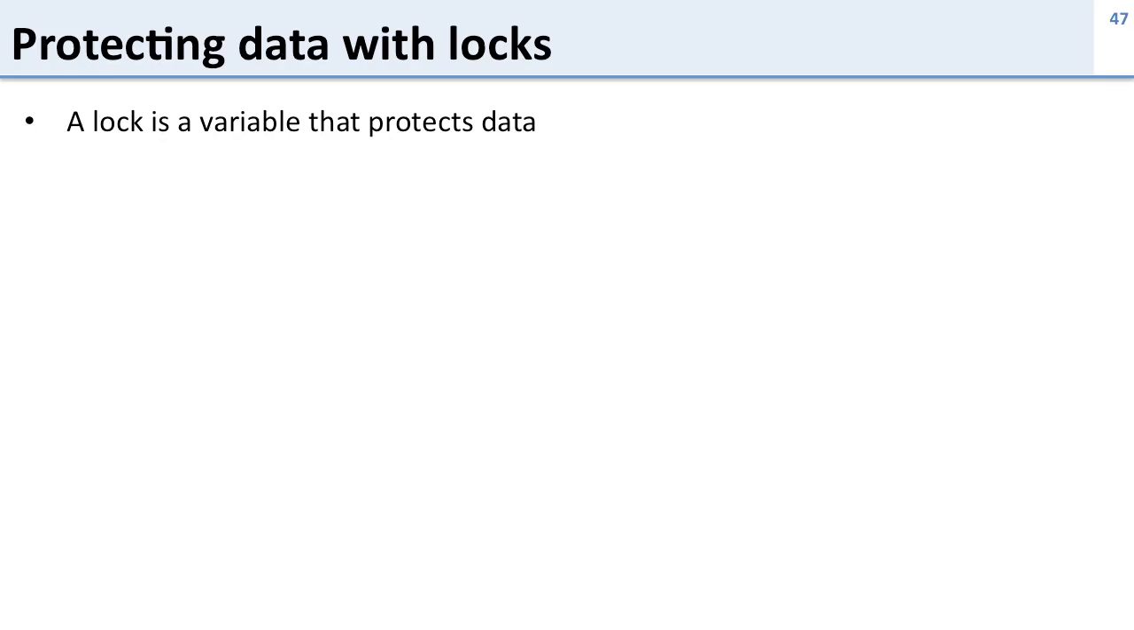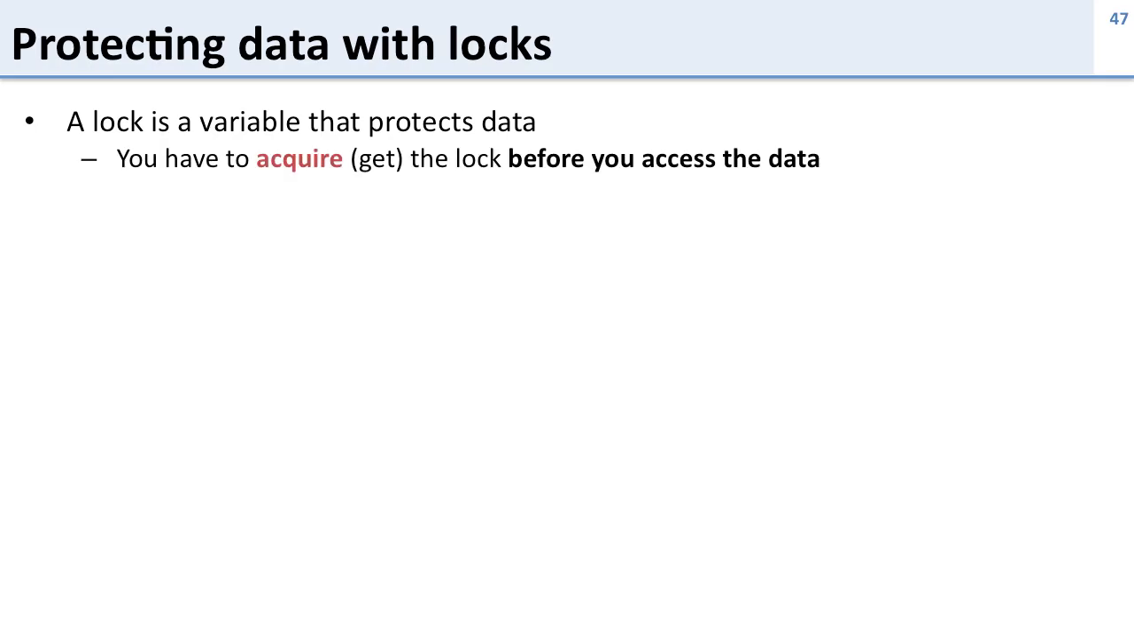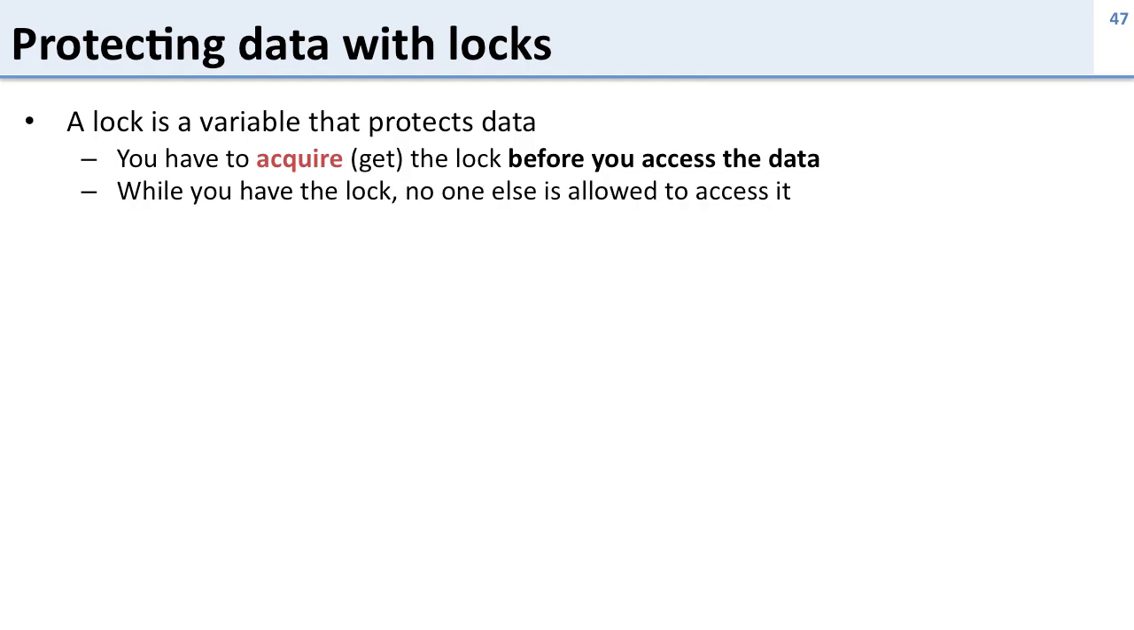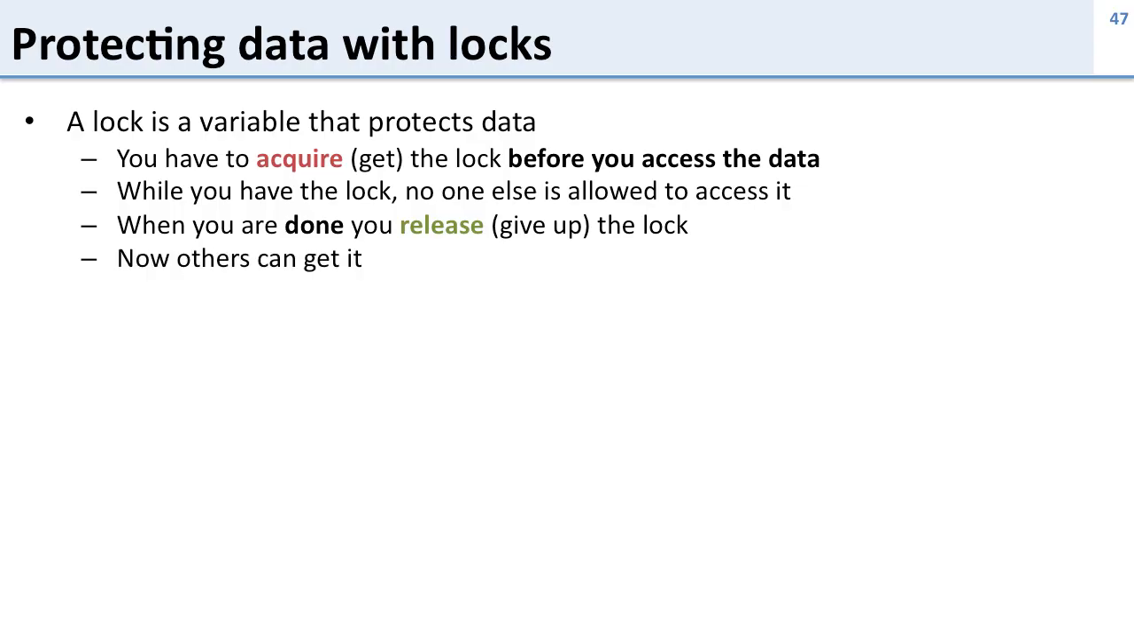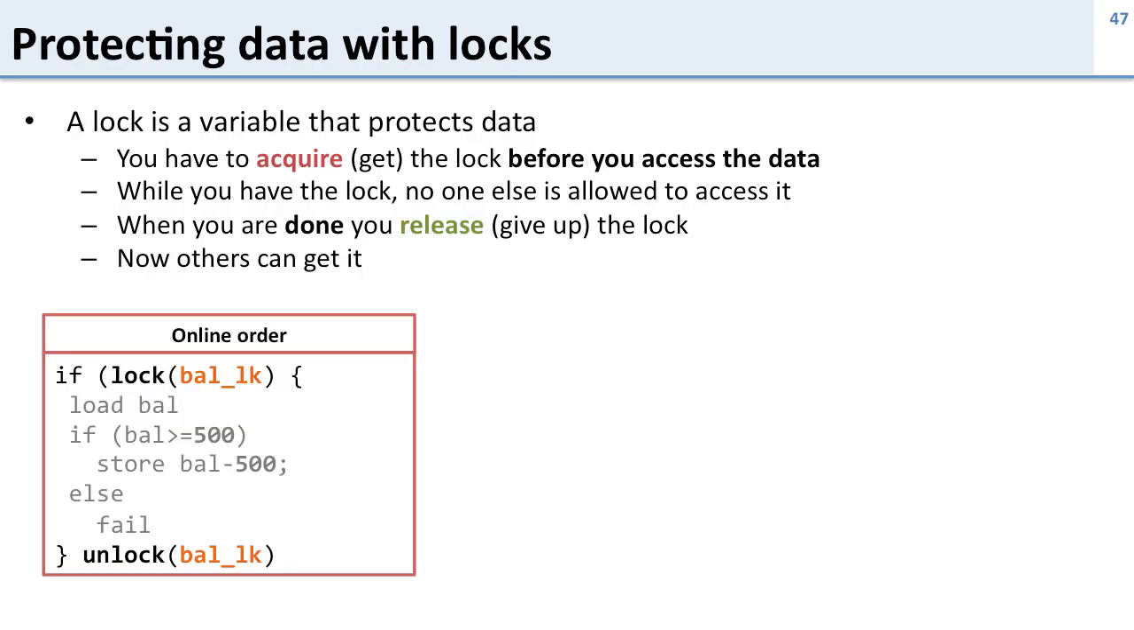So, what is a lock? A lock is just a variable that protects data. You have to acquire the lock or get the lock before you can access the data. And when you have the lock, no one else is allowed to access it. So when you have a lock, it gives you exclusive access to the data. When you're done, you release the lock and you give it up so other people or other processors can access it. So let's see how we change our code.